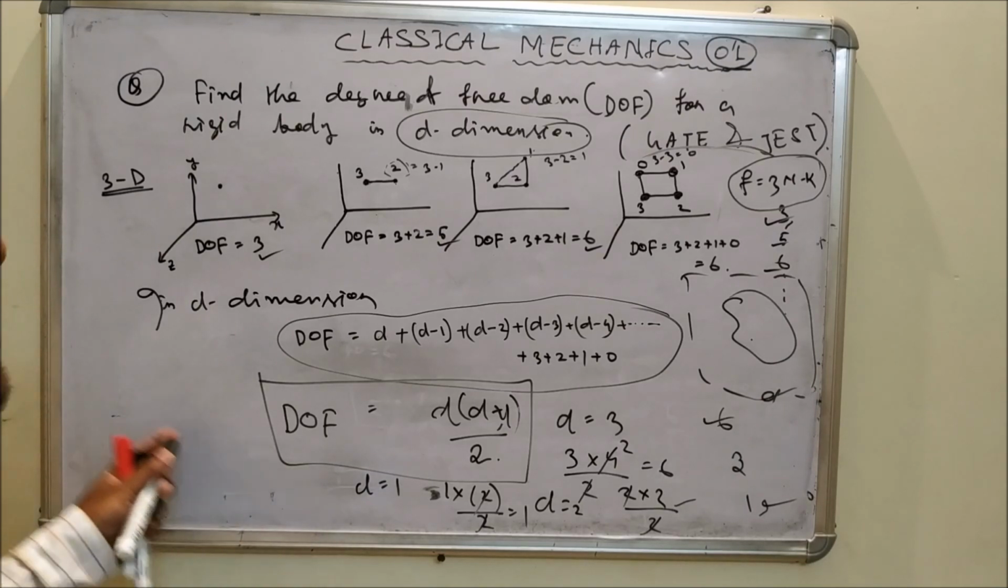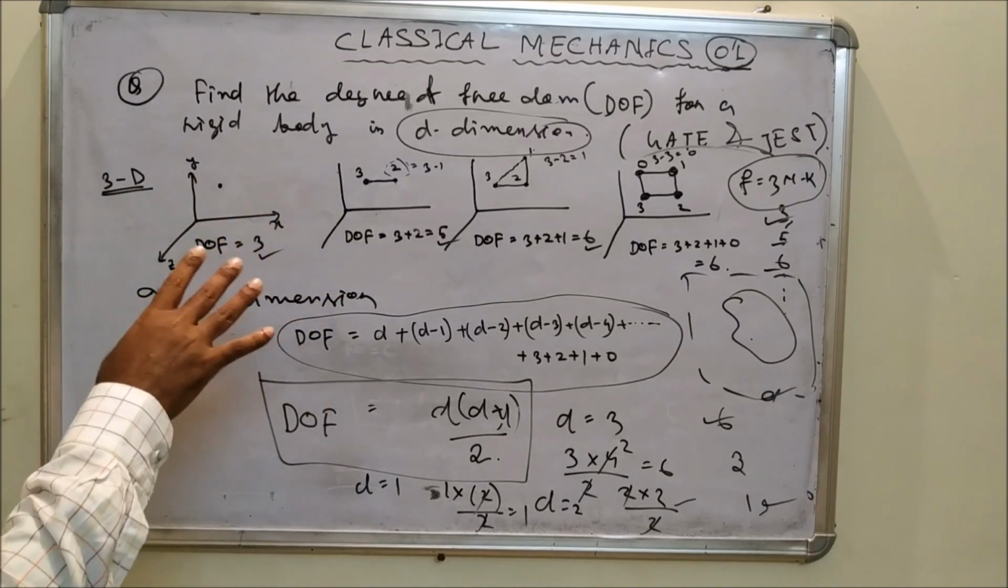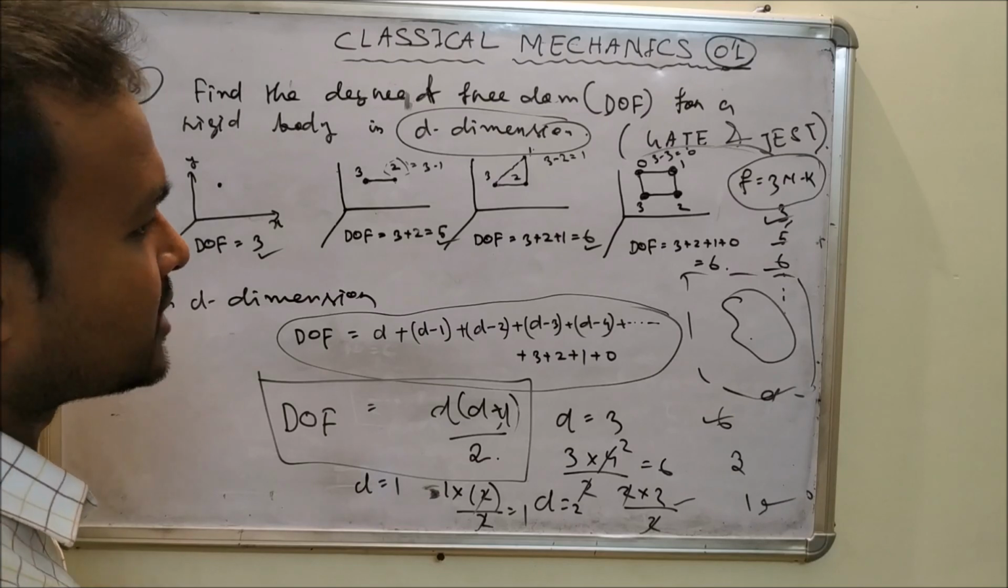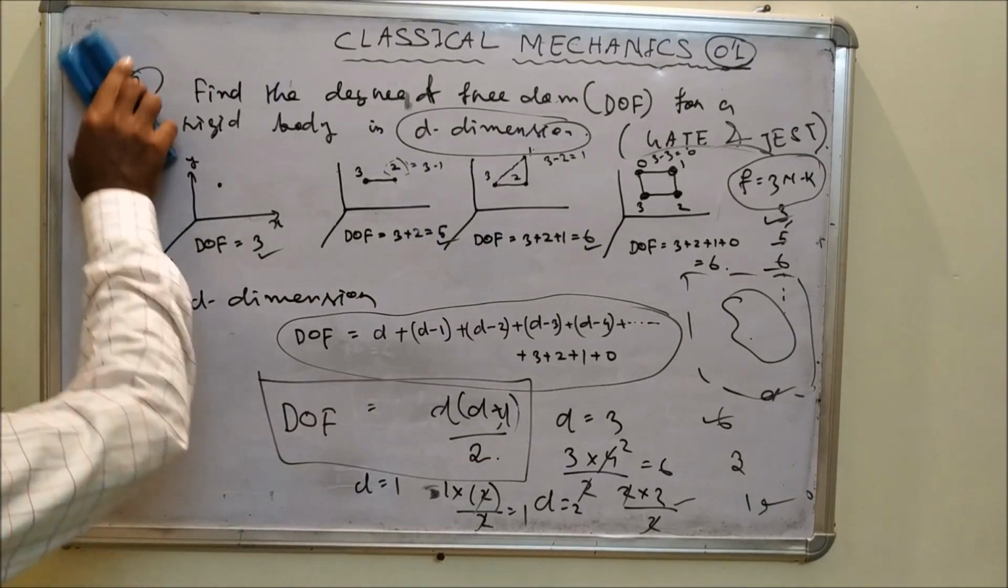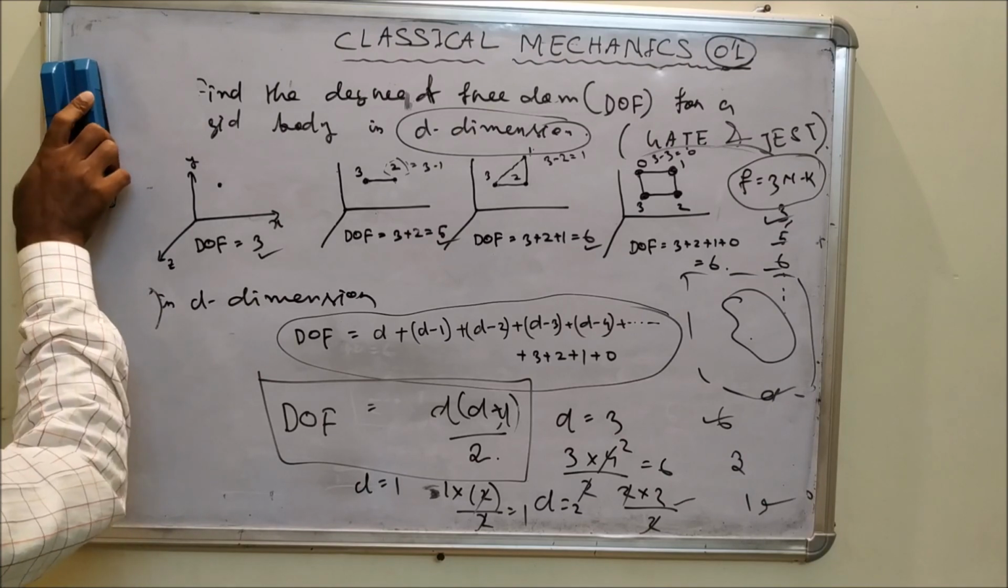So I hope this is the simplest way to calculate the degree of freedom, and this question was asked in the GATE examination. Okay, now I hope you got the idea how to find out the degree of freedom. Now let us take the generalized condition. Once you have the degree of freedom, okay, you got the question, you can pause it and write it down.